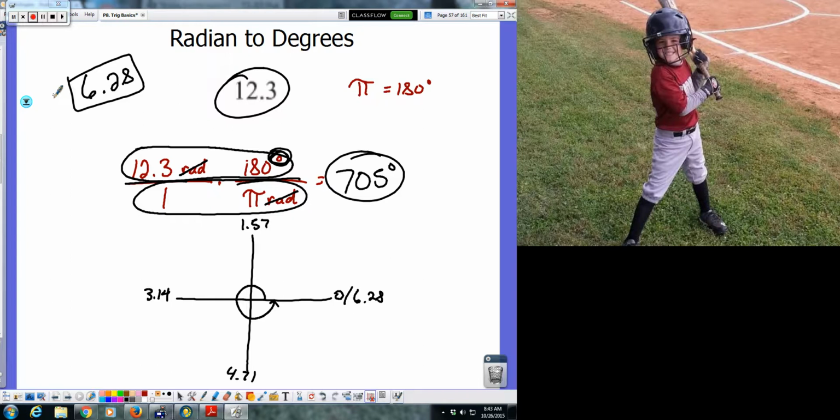That's 2 pi or 360 degrees. 12.3 is nearly double that. 6.2 doubled, well, that'd be 12.56, would be 2 full rotations. So it's not quite 2 full rotations, the same way that this is not quite 2 full rotations. 360 would be 1 full rotation, 720 would be 2 full ones, but that makes sense. That's a reasonable answer.